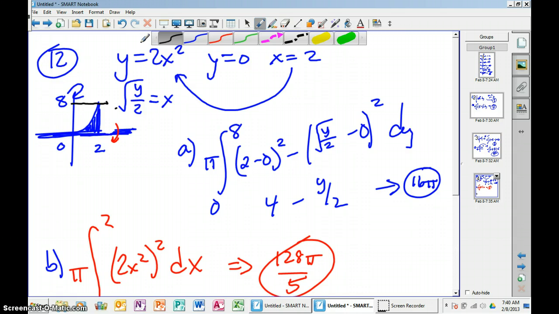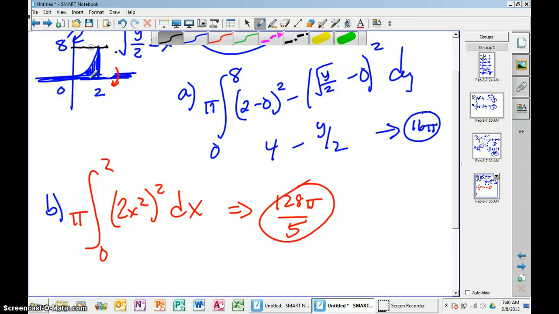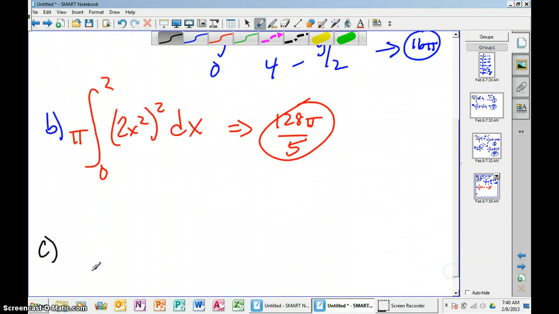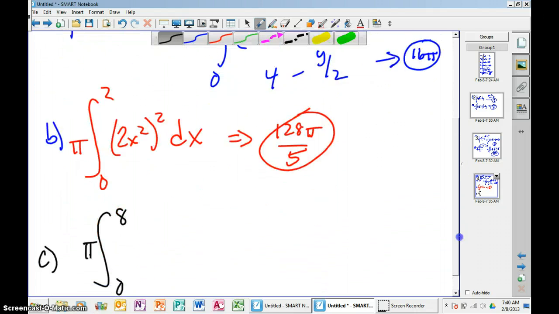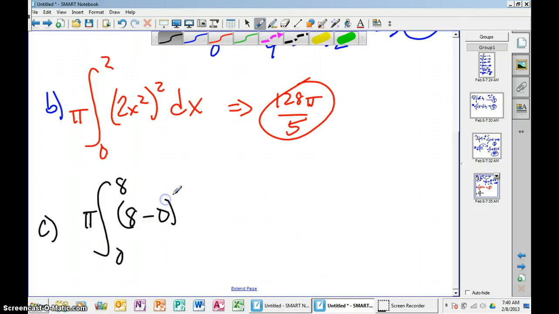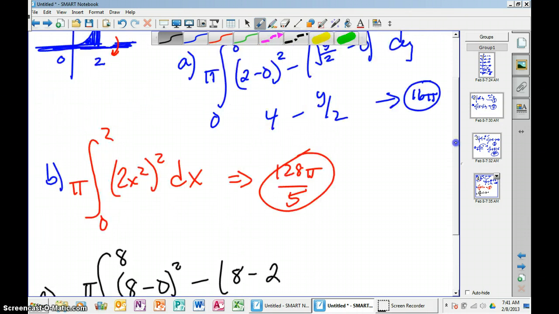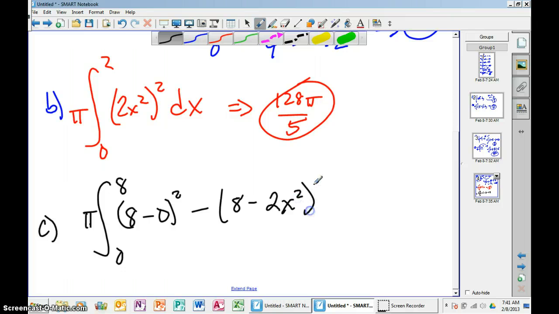So that's going to be okay because it's going to be a washer. And it's going to be 8 minus 0 squared, then minus 8 minus the function squared. So it's going to be from 0 to 8. And it's going in the x direction, so it's going to be 8 minus 0 squared minus 8 minus the function, I guess it was 2x squared, dx. When that smoke clears, you'll get 896 pi over 15.